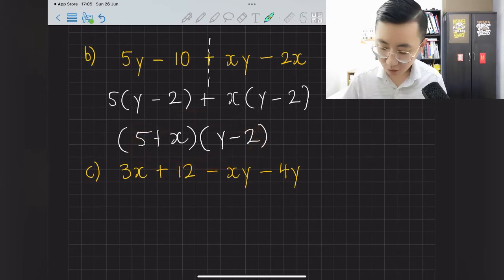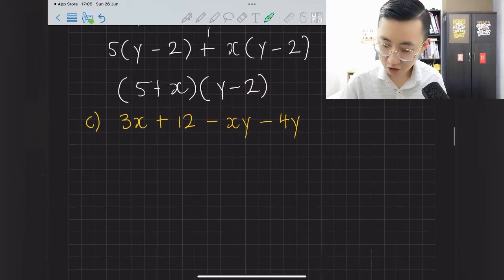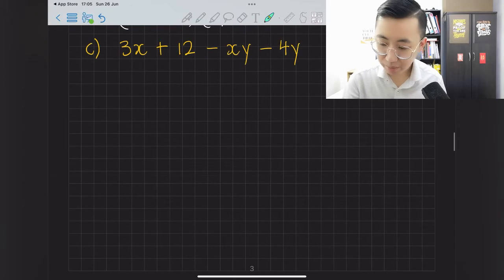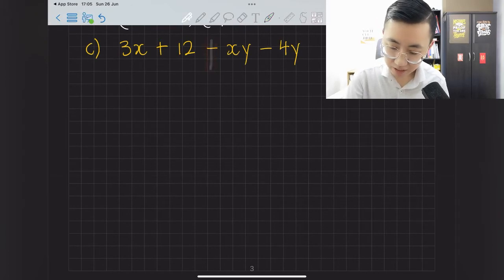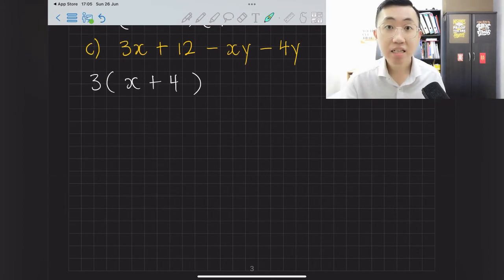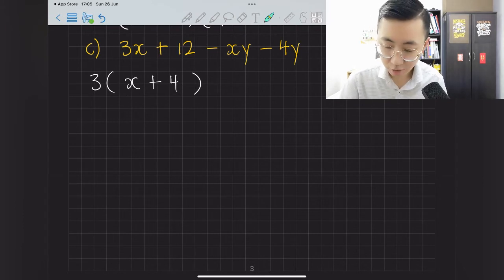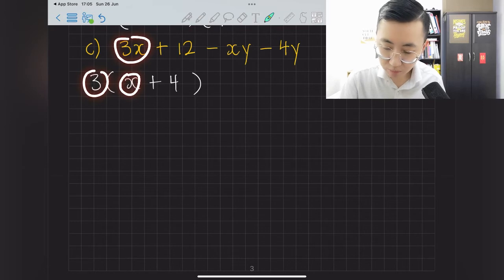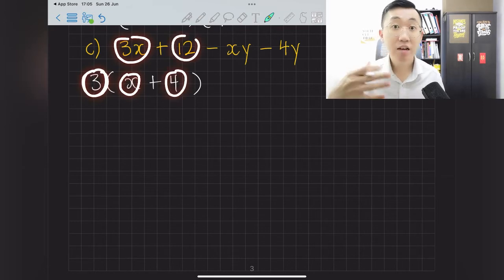Okay, so let's do the last question. So split down the middle. Okay, so factorize. I can see we can take out 3, and then this will be x plus 4. So always check your answer by expanding mentally in the head, right? So x times 3 will get me 3x. 4 times 3 will get me 12. Okay, so that's how you check.